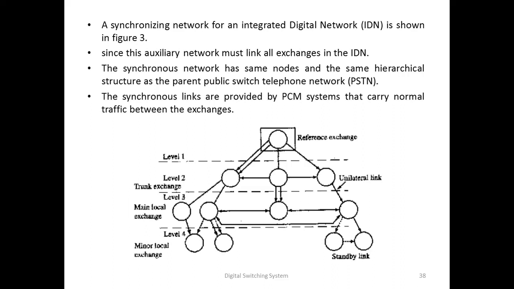PSTN is a national telecommunication switching network. It has level 1, level 2, level 3 and level 4. It looks like a tree network, and it has at the center the reference exchange, and then unilateral links and standby links, minor local exchanges at the lower levels, and the trunk exchange levels. The synchronous links are provided by PCM systems that carry normal traffic between the exchanges. So this will complete module 4.